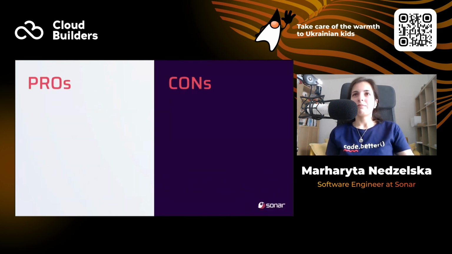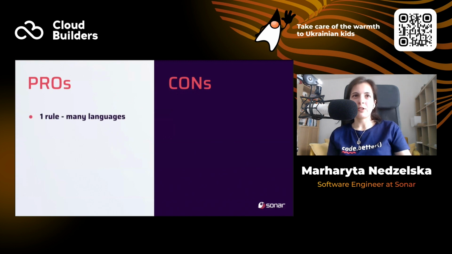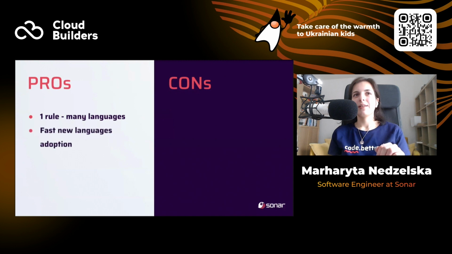You might think that this is a great solution. So now we write a rule only once, and then it is present in 4 languages. But of course, this approach has some pros and cons. So the pros. Firstly, indeed, you write one rule and it's available in many languages. Another interesting pro is that you can adopt a new language really fast.